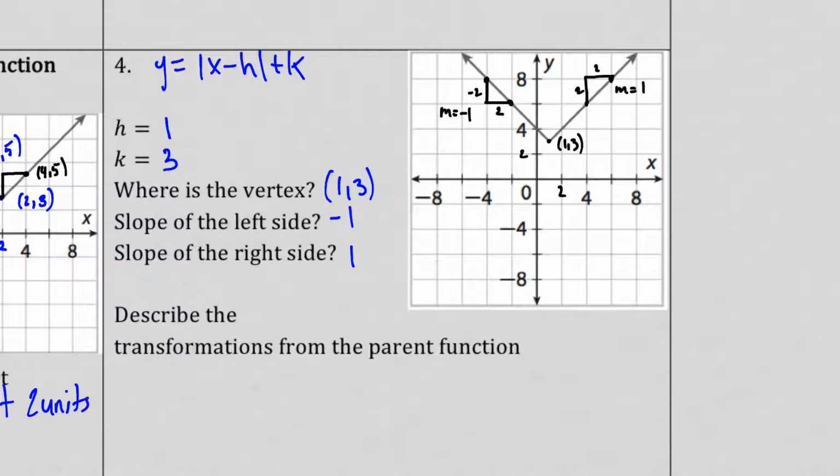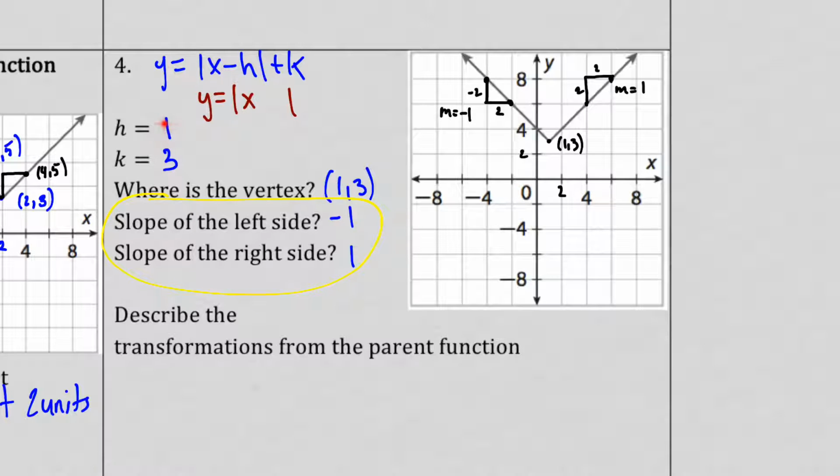Positive 1. That's good news, because if the slope of the left side is negative 1 and the right side is positive 1, meaning that perfect slope, that means you don't have to write anything here in front. All you have to worry about is plugging these numbers in the correct spot and you're done. So it's going to be y equals the absolute value of x minus h plus k. H, let's plug in the h.